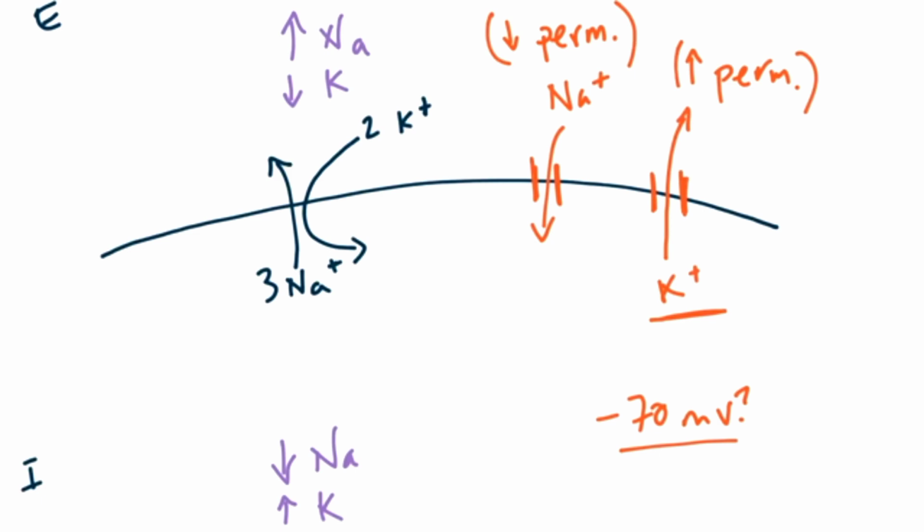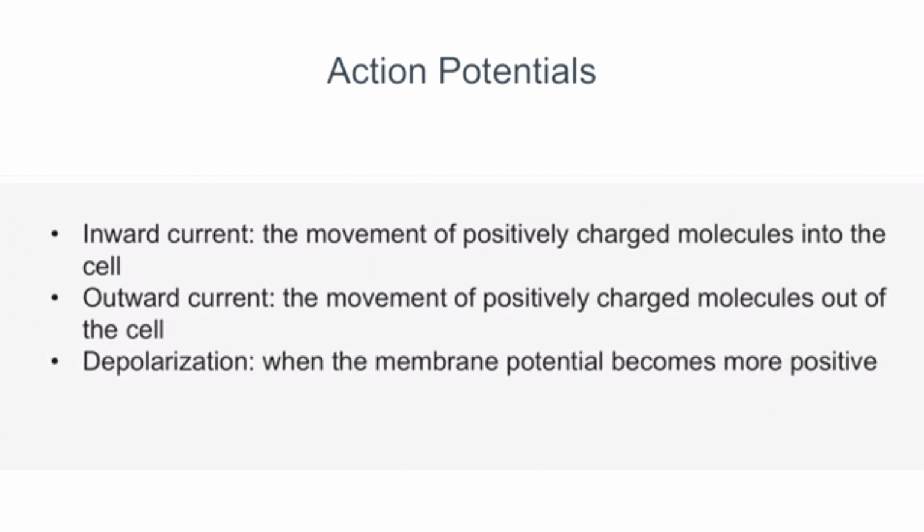With this foundation, we can now discuss action potentials. Before we jump into the steps of an action potential, let's define some important terms. Inward current is the movement of positively charged molecules into the cell. Outward current is the movement of positively charged molecules out of the cell. Depolarization is when the membrane potential becomes more positive. Most commonly, an inward current of sodium will result in depolarization.